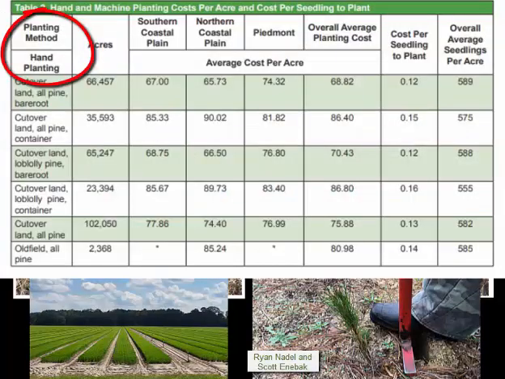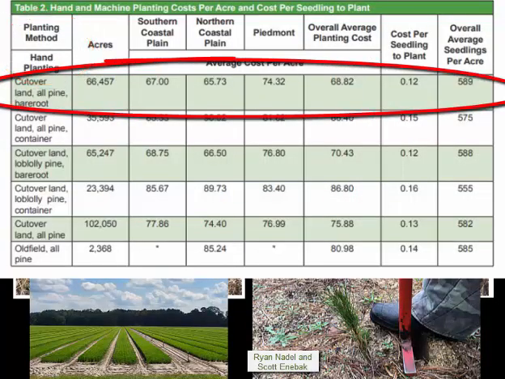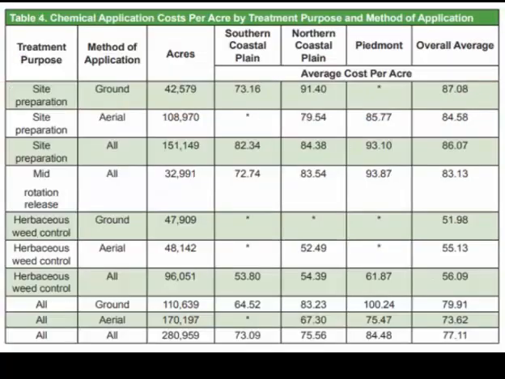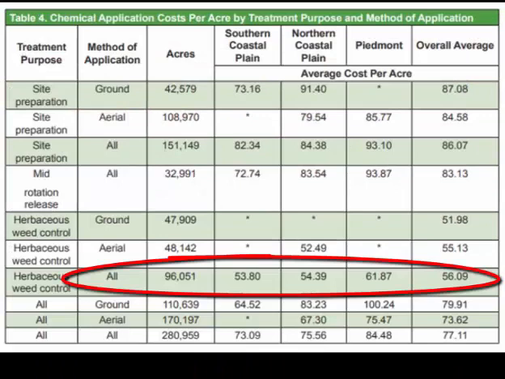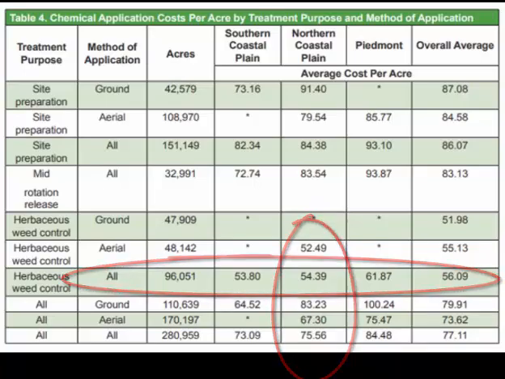Since we are planting bare root pine seedlings on cutover land, we can assume it will cost 12 cents to plant each seedling. And further herbaceous weed control treatment conducted in April to help give the seedlings an early competitive advantage against its competitors. Since we are in the northern coastal plain, we will assume an average cost per acre of $54.39.